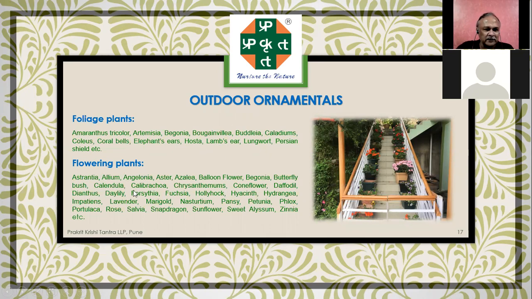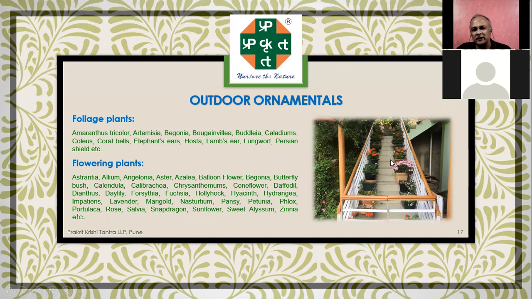Similarly, in flowering plants, a longer list is there. Of course, they grow in different seasons. So when I talk about the seasons in following sessions, I'll talk in detail about which season is suitable for which plant. Alstroemeria, Allium, then Aglaonema, Angelonia, aster, azalea, balloon flower, begonia, butterfly bush, calendula. Long list is there, nasturtium, pansy. Different season, different plants are there. So altogether, you can place it like here in the staircase.